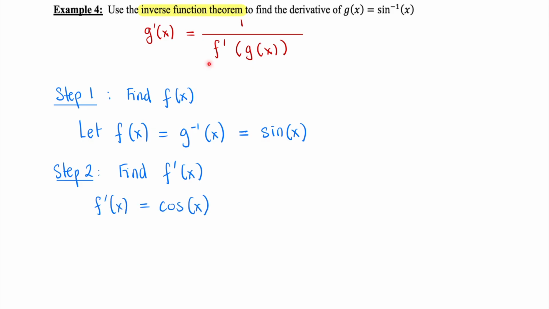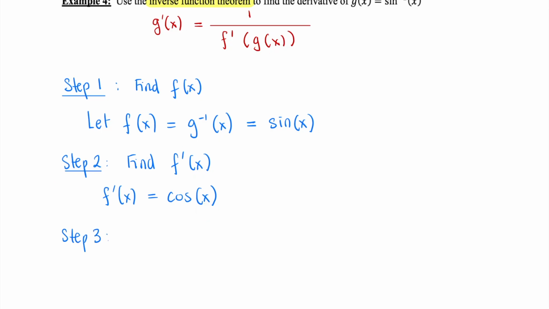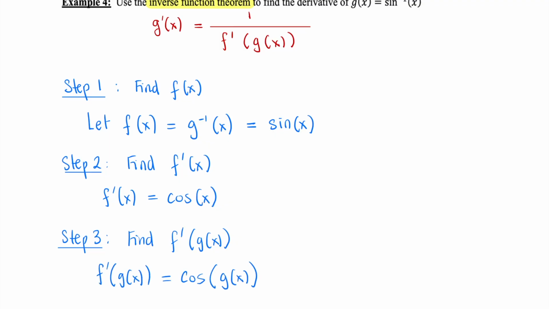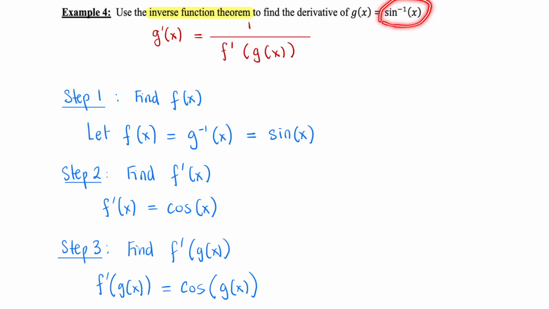Now I need f prime of g of x. So I'm substituting g of x into this function. F prime of x equals cosine of x, so f prime of g of x equals cosine of g of x. And g of x equals sine inverse of x, so I replace g of x with sine inverse of x. Now I need to simplify this.